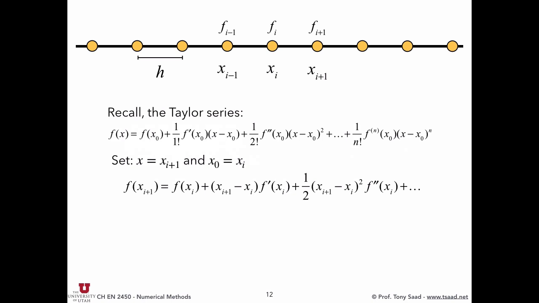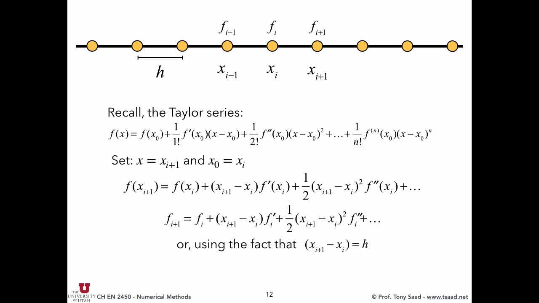Now I'm going to simplify this by noting that f of xi plus 1 is fi plus 1, and f of xi is fi. And then I'm going to make one additional jump by saying that the distance between xi plus 1 and xi is fixed across all the data set. We're going to call this h, or delta x. So this gives you this nice and compact formula.